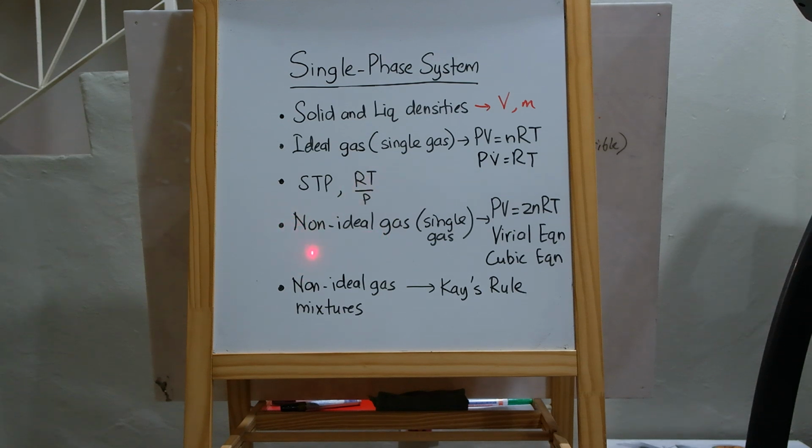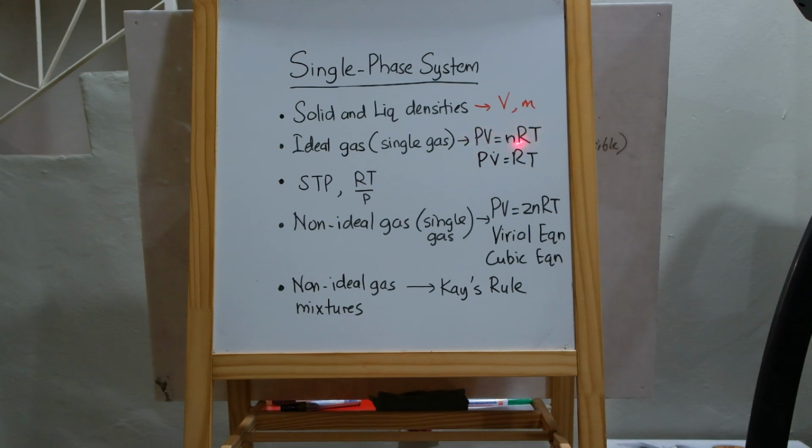And then we will look into non-ideal gas, still in single gas, where if we want to find some information related to pressure, volume, mole, T, we use these three equations. When you have non-ideal gas, single gas, not a mixture of gas, we use these three equations.